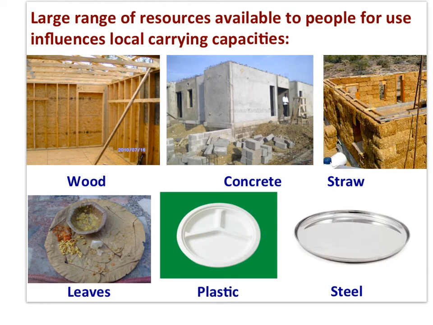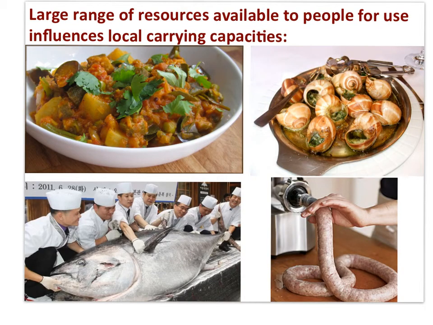From location to location, there is a wide range of available resources: wood, concrete, straw, leaves, plastic, steel. Depending on resource availability, local carrying capacity will vary. There is a wide range of available food resources. Depending on what's available, how it's grown or harvested, carrying capacity will vary.